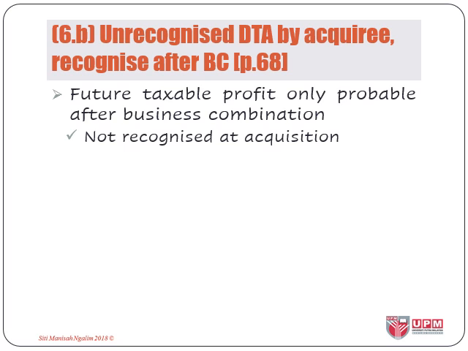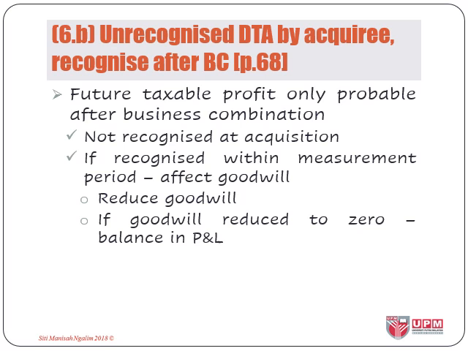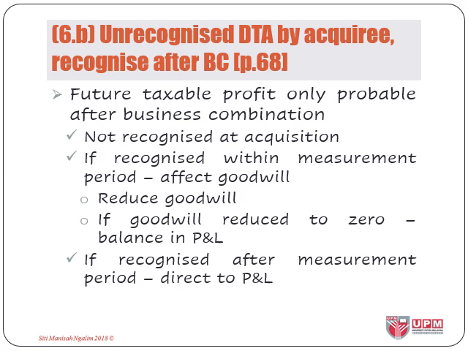What if the future taxable profit is only probable after the business combination? This means at acquisition, DTA will not be recognized and thus goodwill will not be affected. And if after the acquisition date, the acquiree recognizes its DTA within the 1-year measurement period, this will require adjustment to the value of identified net asset and the amount of goodwill. If the goodwill is reduced to 0, the balance shall be directly recognized in P&L. However, if DTA is recognized after the 1-year measurement period, it will be directly recognized in P&L.